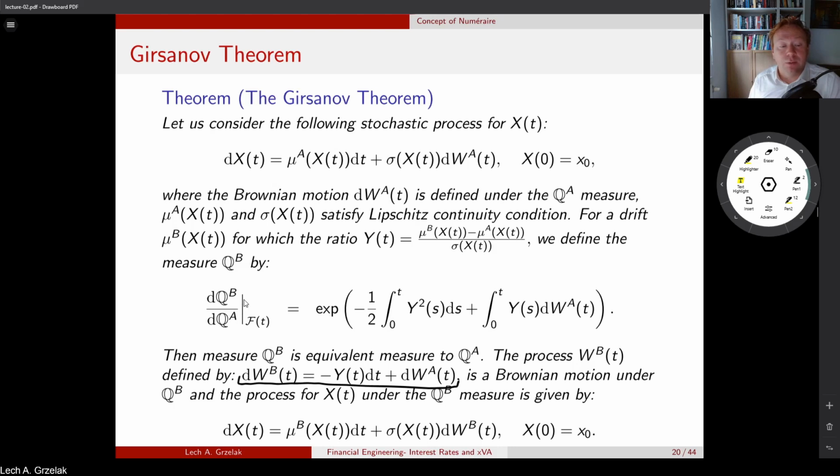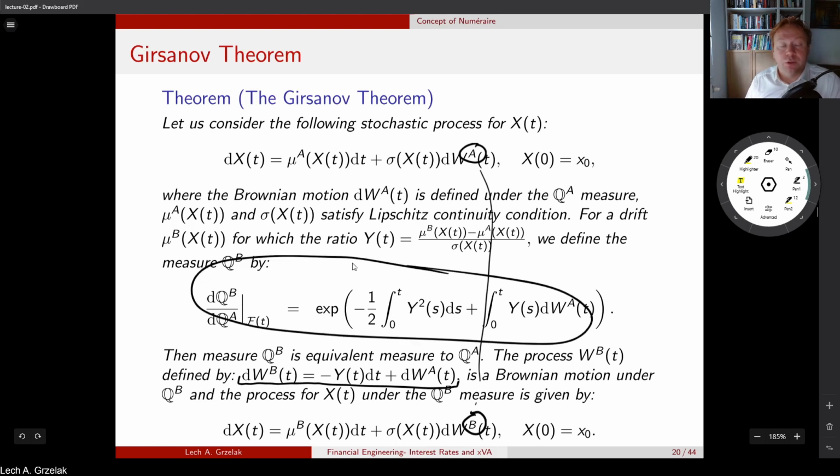So the Radon-Nikodym derivative, which is defined in Girsanov's theorem, allows us to switch from measure A to B, and tells us exactly what is the step in between. The step between is the Radon-Nikodym derivative.